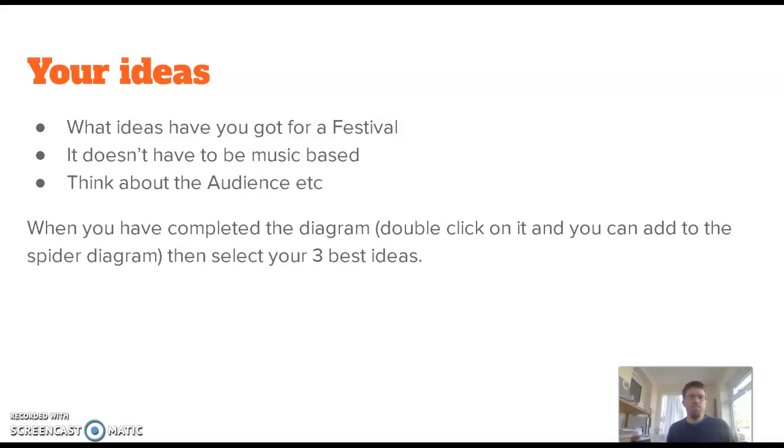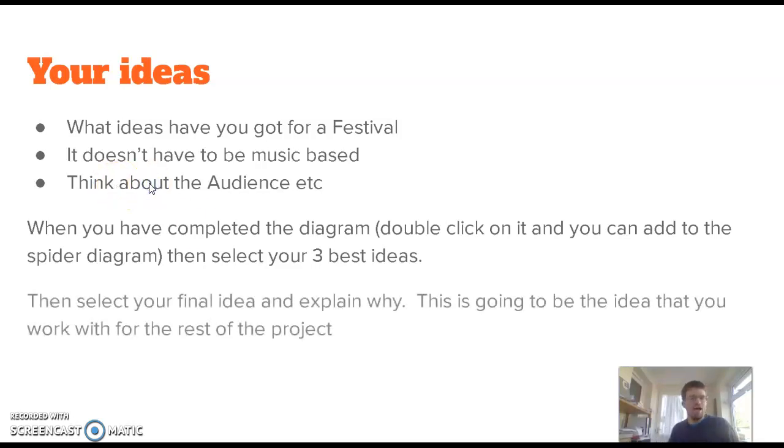Then what I want you to do is to filter it down to your 3 best ideas. What are the 3 really good ideas that you've got? And give me a little bit more information about those 3. And then lastly, I want you to select your final idea and tell me why you have picked that one. That's going to be your festival. That's going to be the one that you are going to work with. So you need to make sure that it's a sensible one, something that you're going to enjoy working with, and something that you think you can do advertising, create a logo for, and all of that.